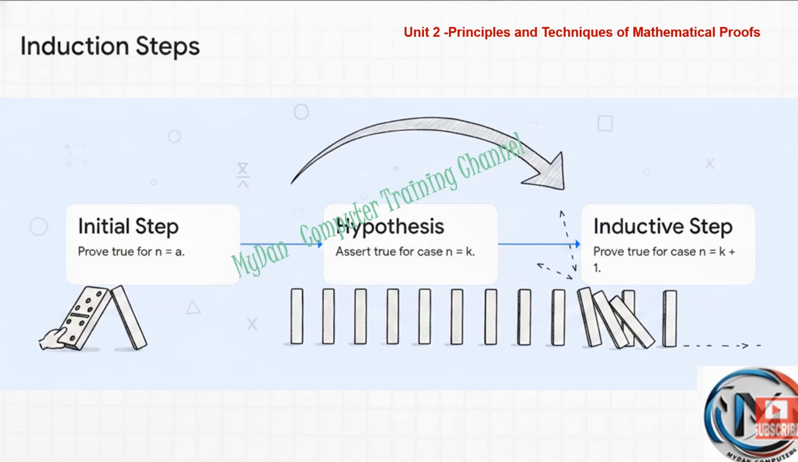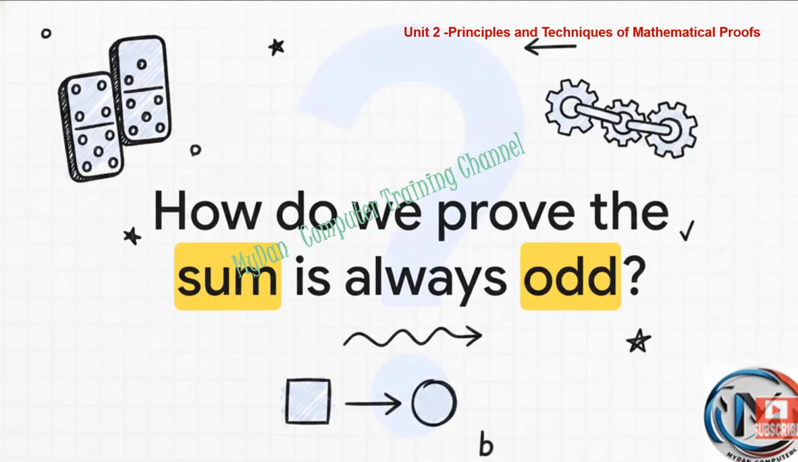Then, step 3, and this is what the source material calls the difficult step, you have to use your assumption from step 2 to prove that the statement holds true for the next case, n equals k plus 1. This is you proving that the dominoes are placed close enough together to actually keep that chain reaction going. Let's actually put this into practice.